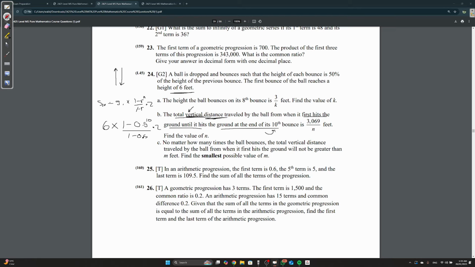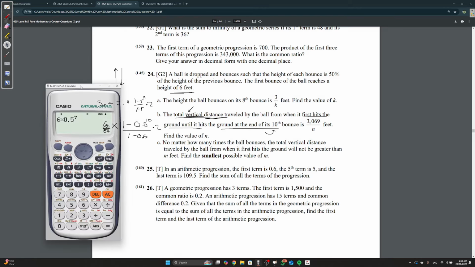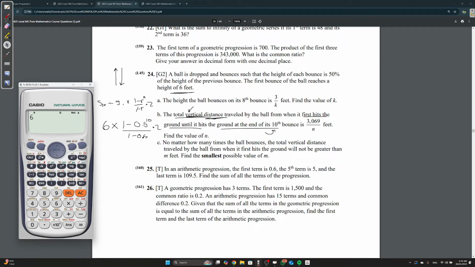times 2. Let's do it on a calculator. 6 times 1 minus 0.5 to the power of 10 over 1 minus 0.5, times 2. You get 3069 over 128. Okay, so n is equal to 128.